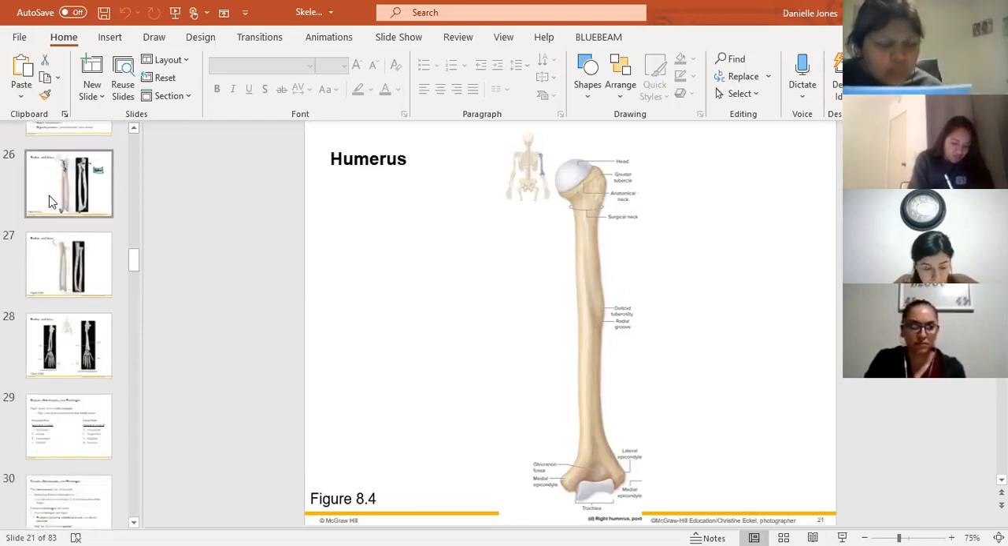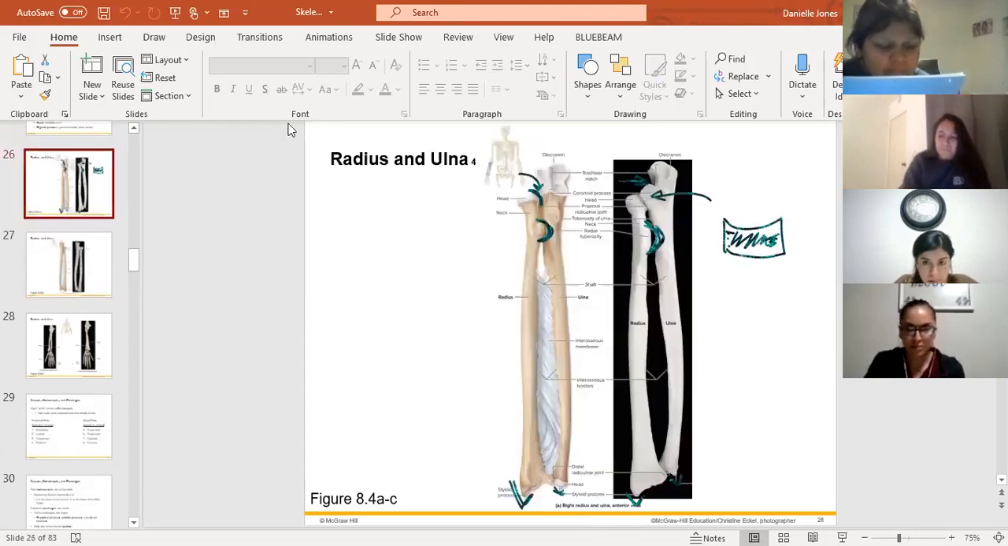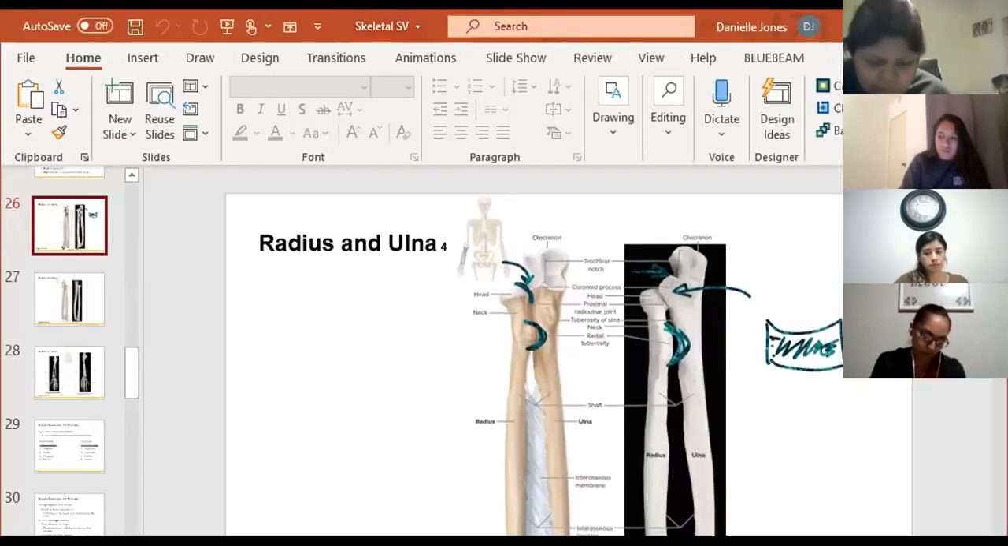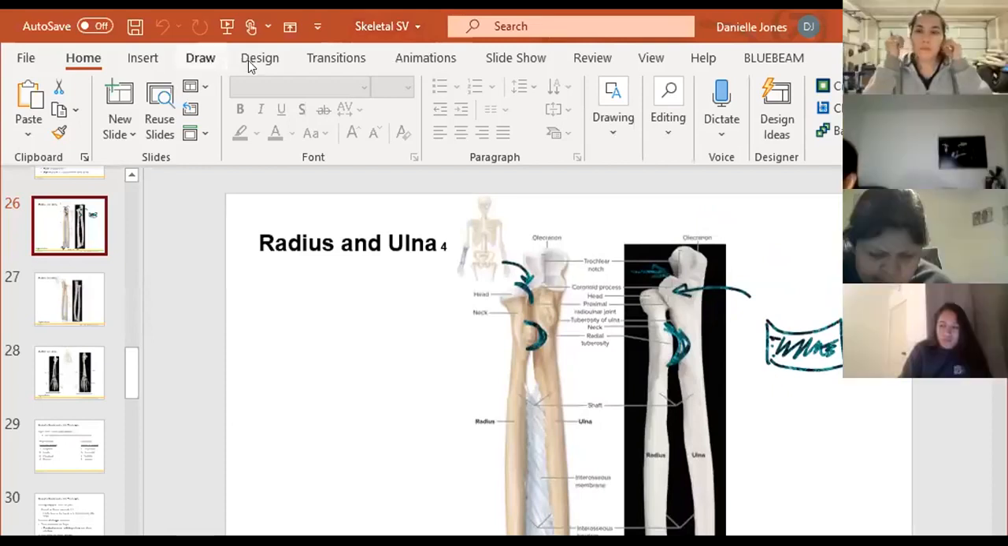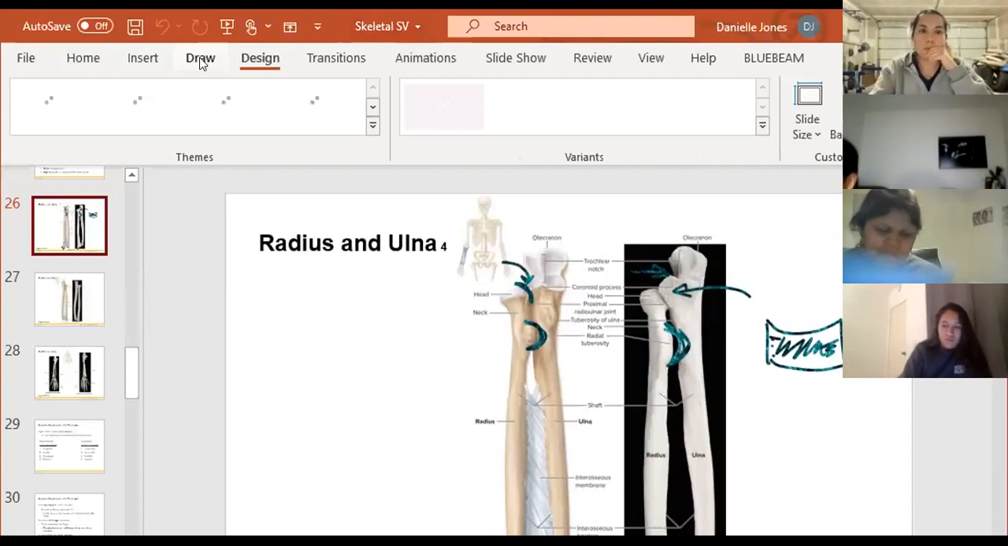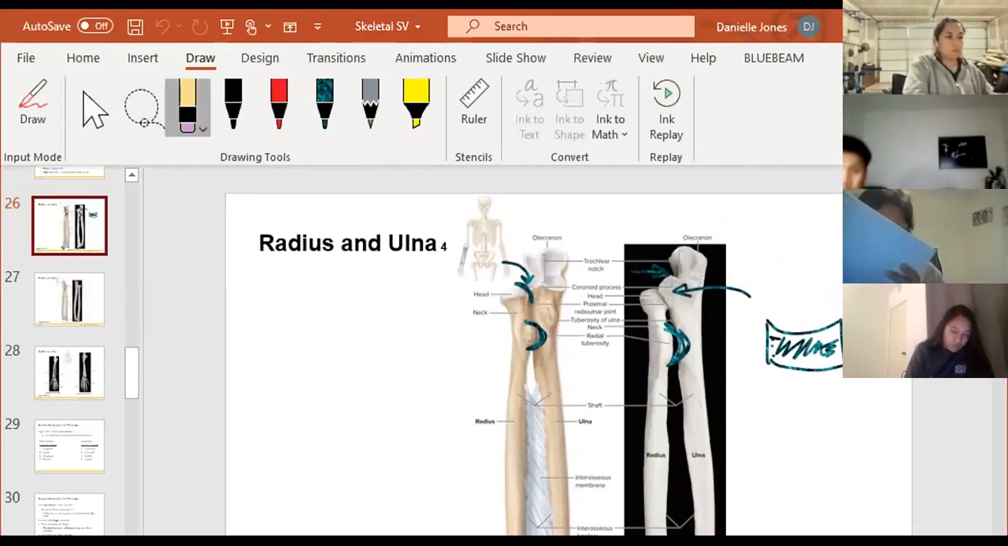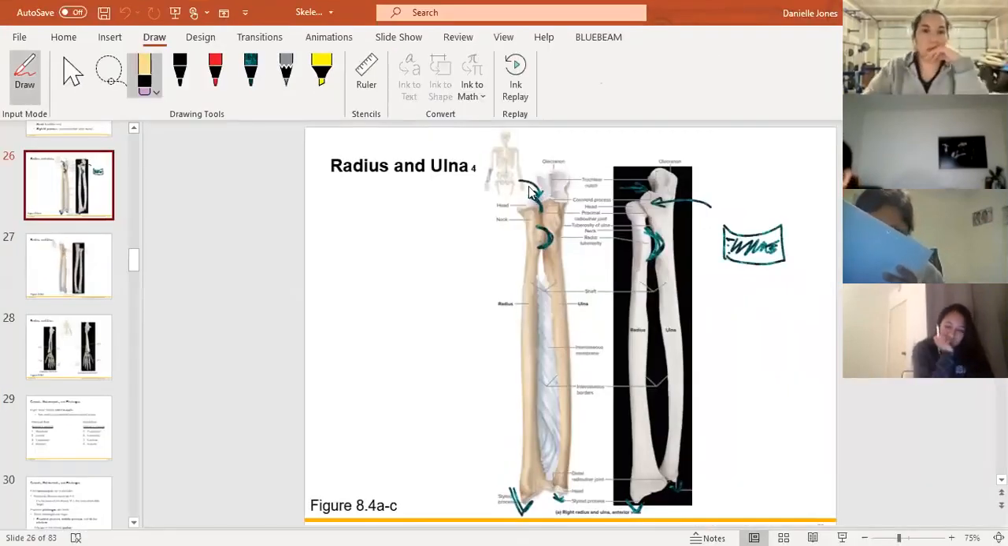Now, let's talk real quick about the radius and the ulna, and then I'll talk about the elbow joint. How this saved it this way, I don't know. So let me get my eraser real quick. Is it design or is it draw? I never remember. Draw, there we go. Okay.